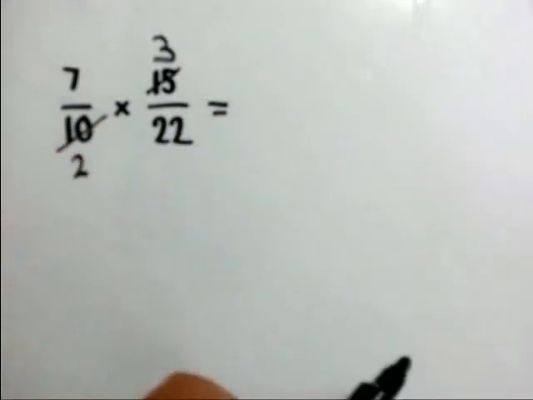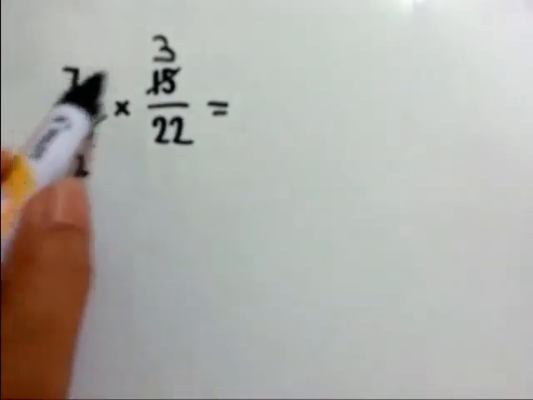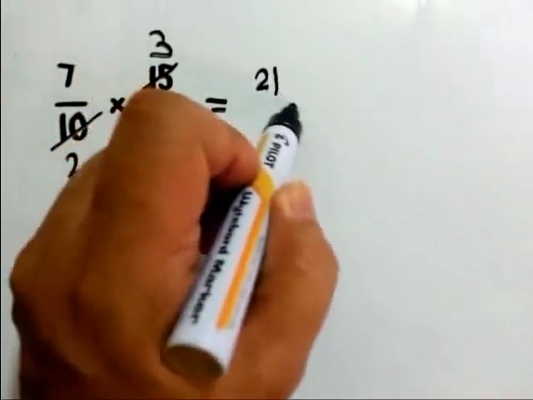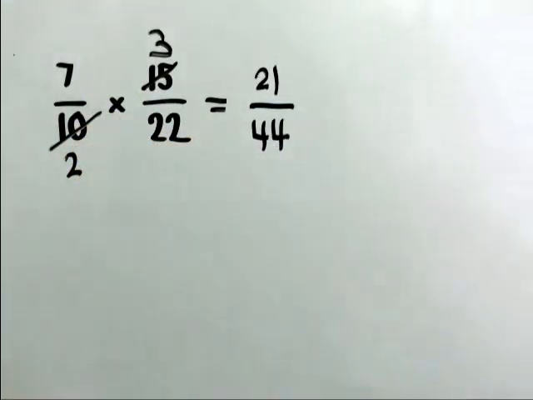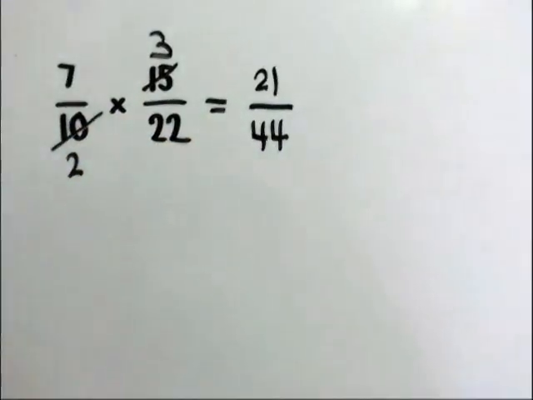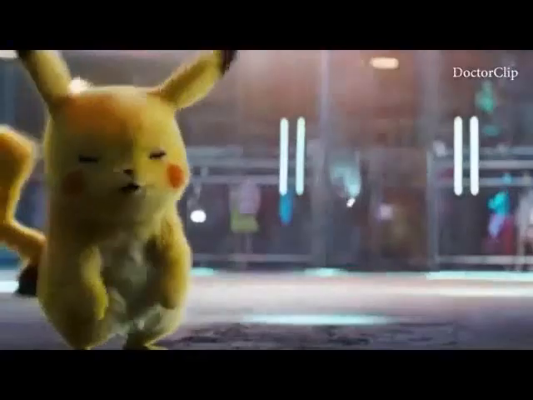Mas madali na itong i-multiply. 7 times 3 equals 21. 2 times 22 equals 44. And so we have 21 over 44. Lowest term na to kasi wala nang pwedeng ipang-divide sa 21 saka 44. So I'll just do it again.